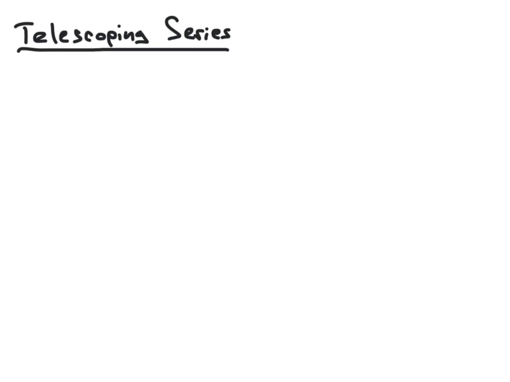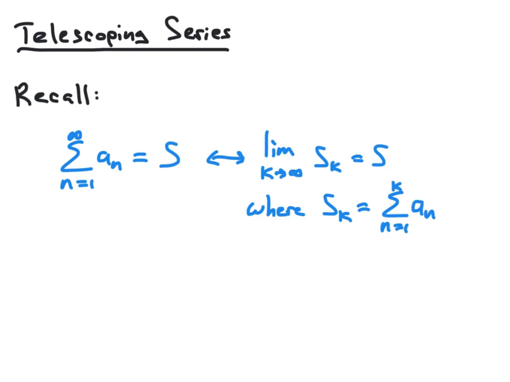In this video, we're going to discuss telescoping series, which are a very particular type of series for which we'll be able to write down a formula for the partial sums and therefore use the definition of series convergence to determine whether the series converges or diverges. Since we'll be using the definition of series convergence, we should recall that quickly.